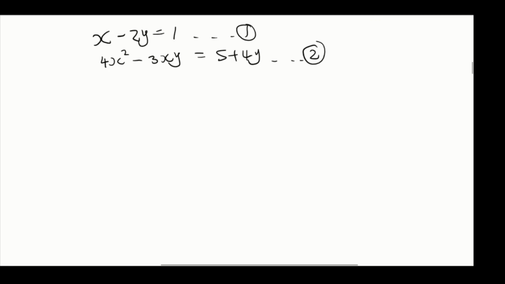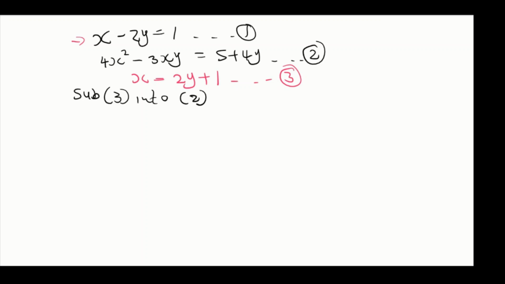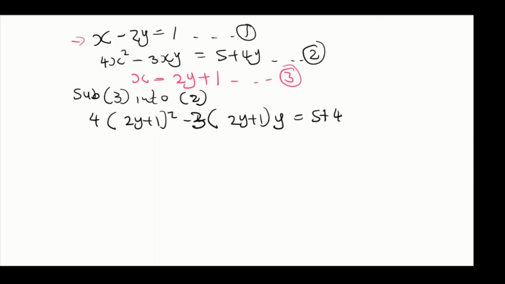So we're going to create equation 3 using a simpler equation here, which is this one here. So we're going to say x is equal to 2y plus 1. So this would be our equation 3. So what we'll do is we'll substitute equation 3 into equation 2. So where we see x, we're just going to put 2y plus 1. So it's going to be 4 into 2y plus 1 squared minus 3 into 2y plus 1 multiplied by y is equal to 5 plus 4y.